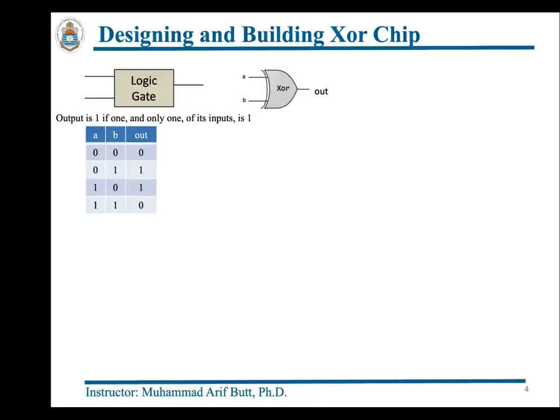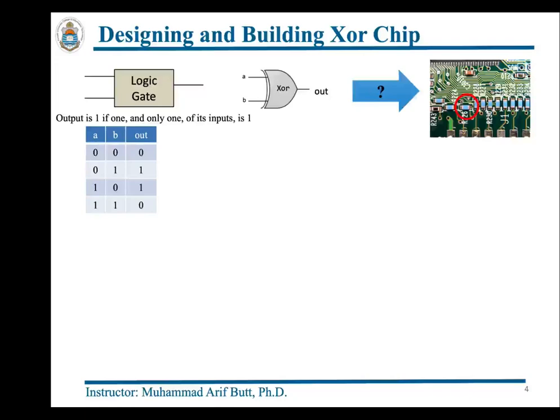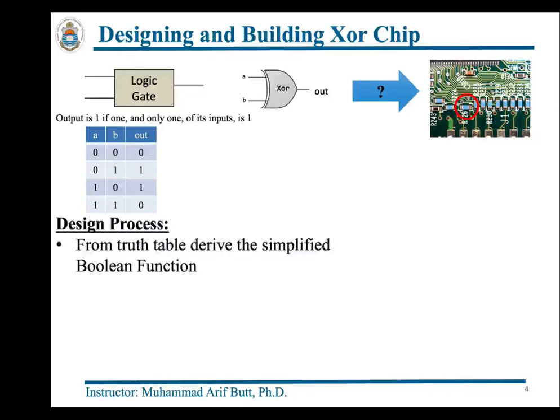We all are very much familiar with the XOR gate symbol that is shown. Now the question is how we are going to design this chip and implement or realize the design in silicon. Well, the design procedure will be, from the truth table we will derive the simplified Boolean function, and the simplified Boolean function comes out to be this minterm plus this minterm, that is a bar b plus ab bar, and this cannot be simplified, I think.